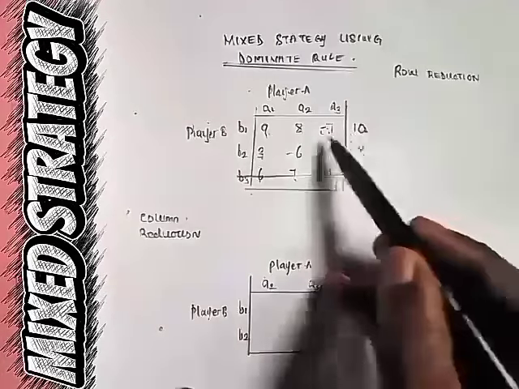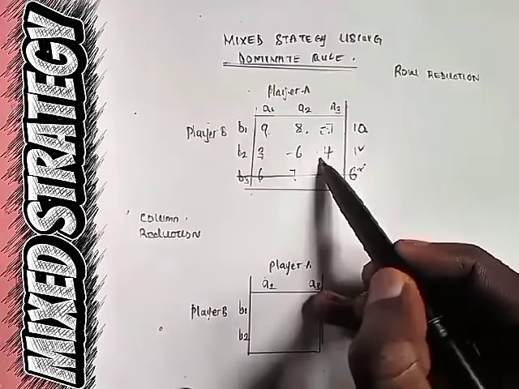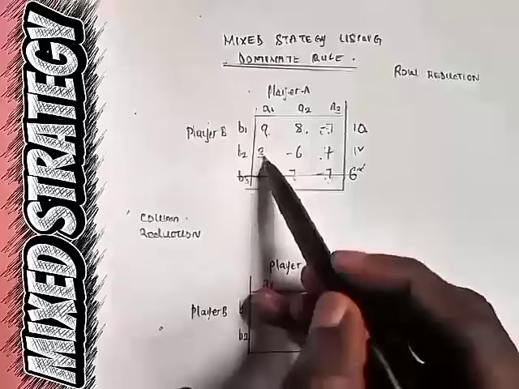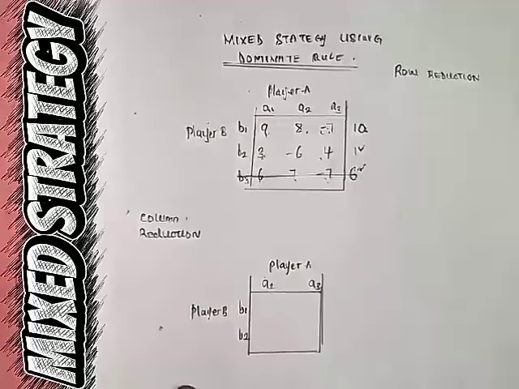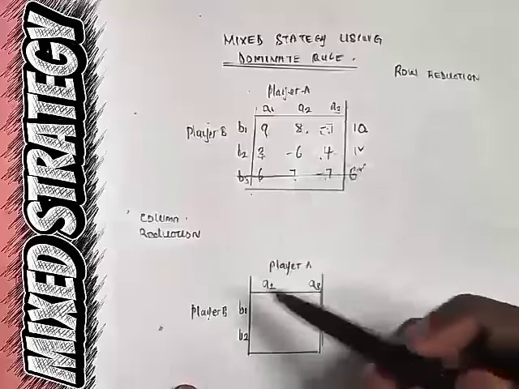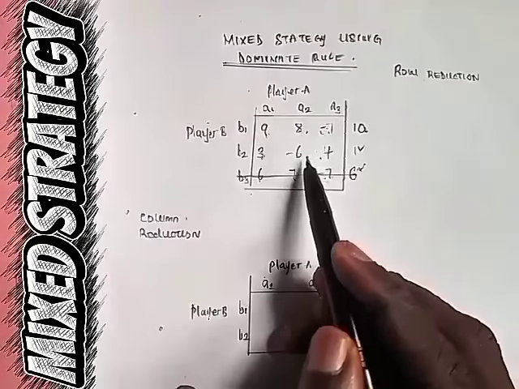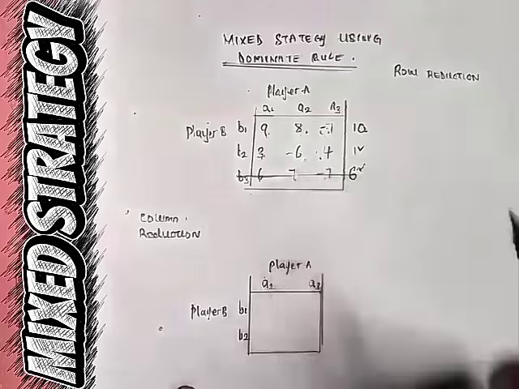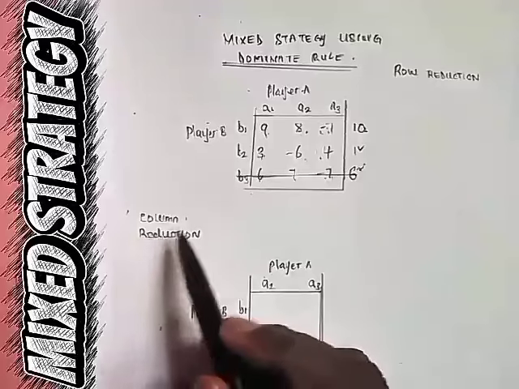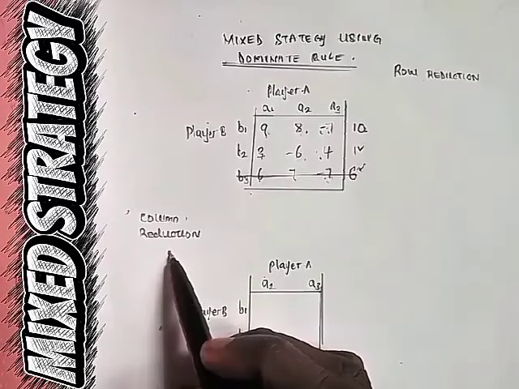Then the last one, 10: 9 is greater than 3, which means the first row does not dominate the second row. So I cannot reduce the matrix row-wise more than that. Then I'll have to proceed to my column reduction.